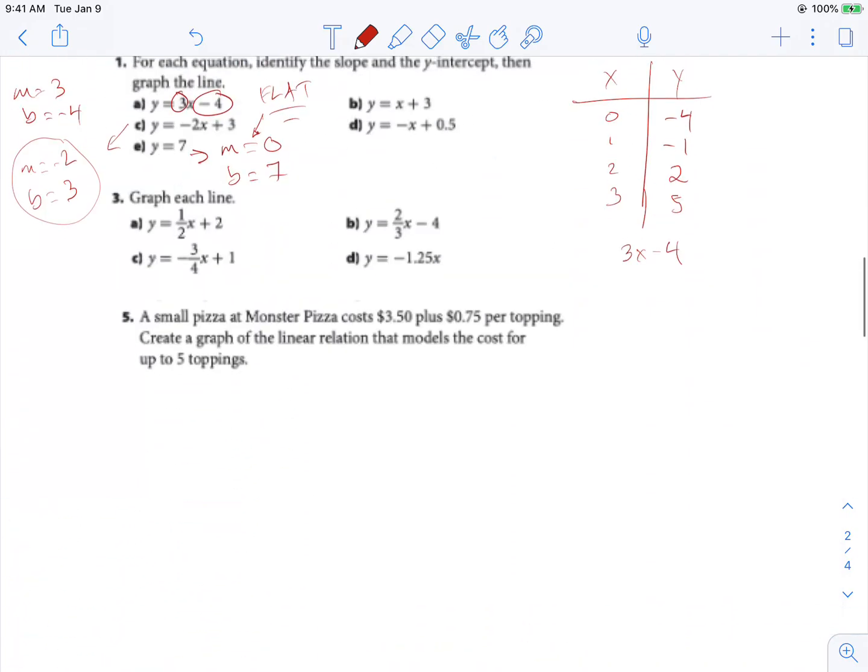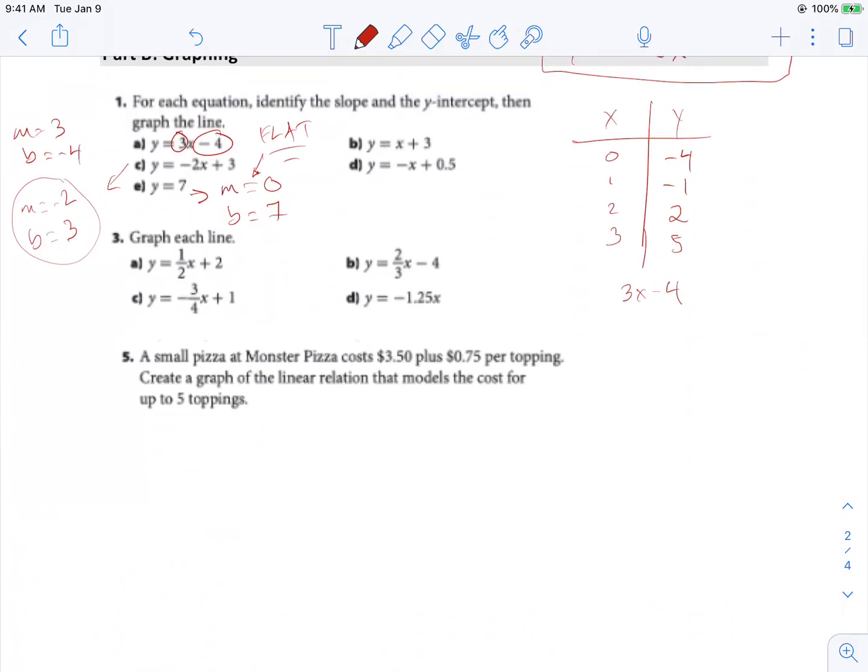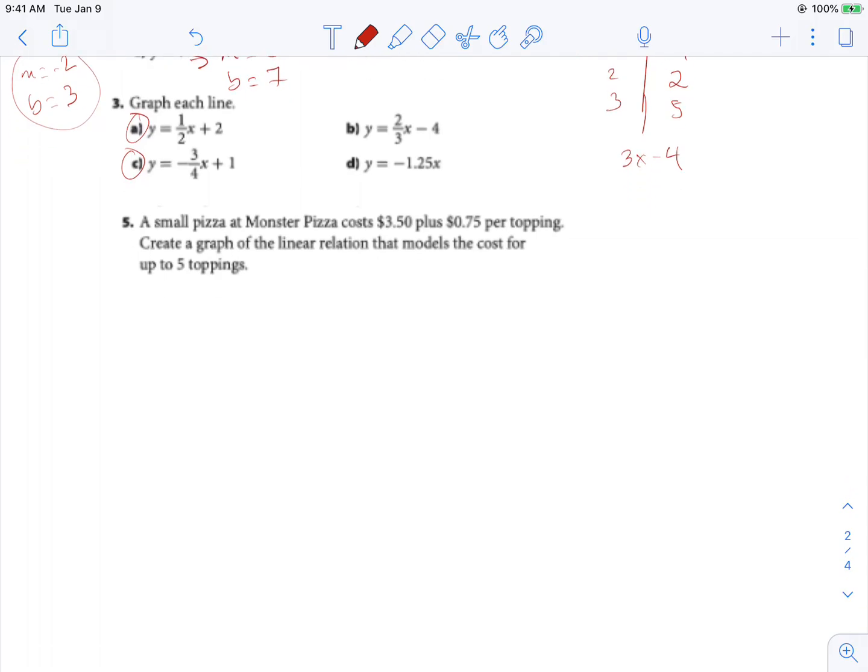Okay? Perfect. All right, now these ones are a little tricky, so we're going to graph each line. So this one I'm going to make a table of values, and C I'm going to do the other way. You can choose which way you'd like. Okay, table of values, so we're going to use x, we're going to use y, 0, 1, 2, 3.